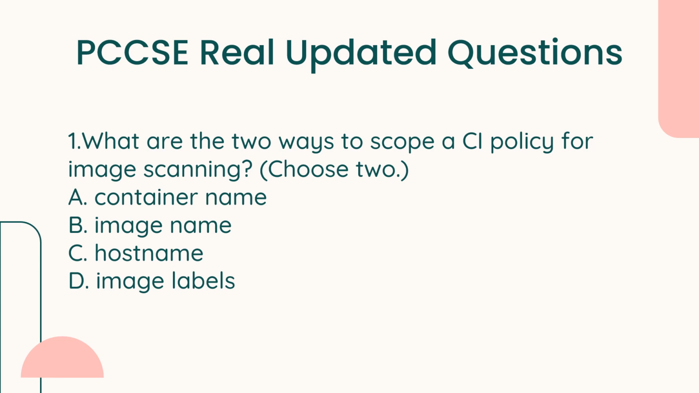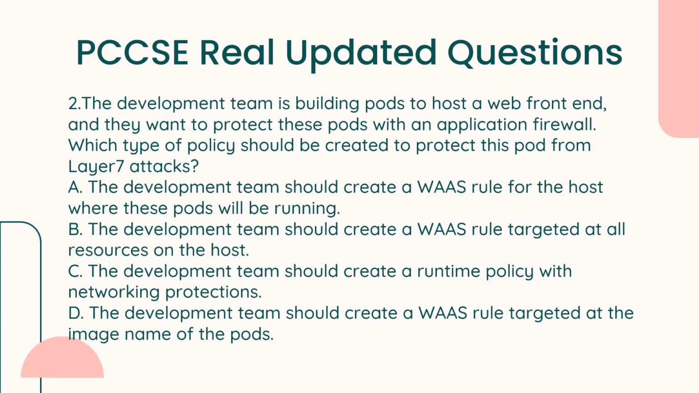1. What are the 2 ways to scope a policy for image scanning? Choose 2. A. Container name. B. Image name. C. Hostname. D. Image labels.